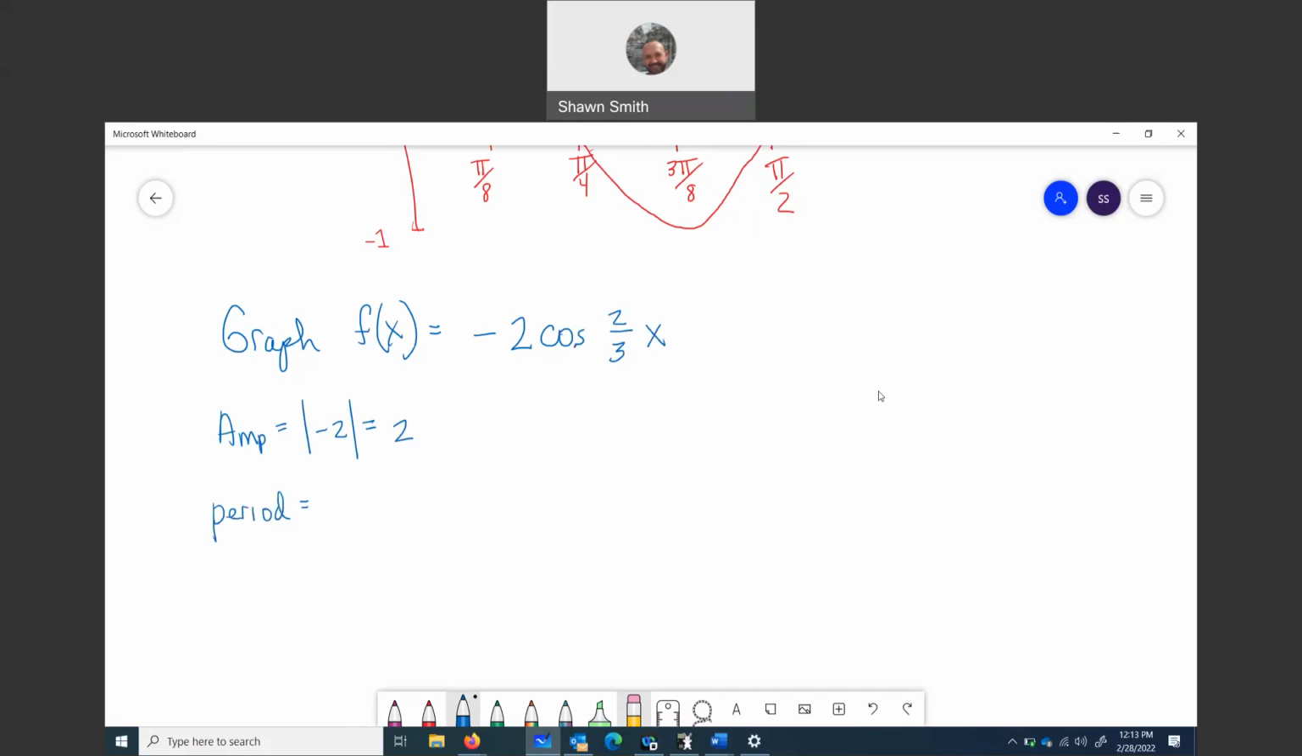The period for cosine was periodic every 2 pi, just like sine was, right? So it repeats itself every cycle of 2 pi units. So it's 2 pi divided by the coefficient of that x, 2/3, which is 2 pi times the reciprocal, 3/2. That cancels, that's just 3 pi.